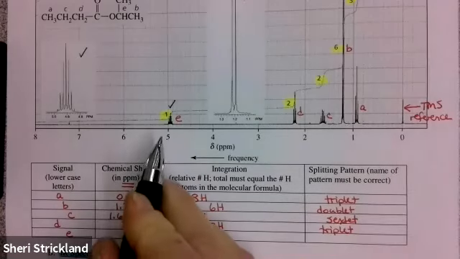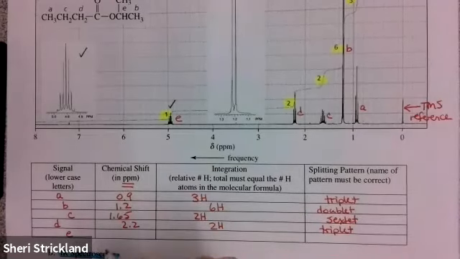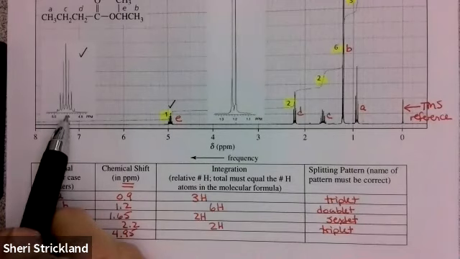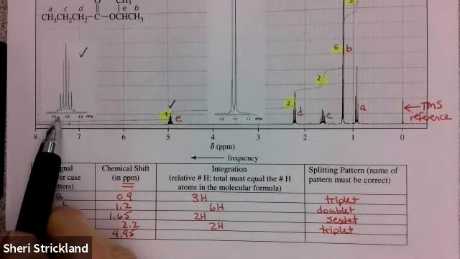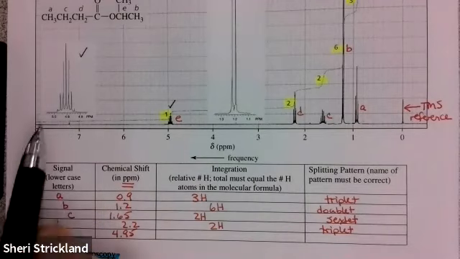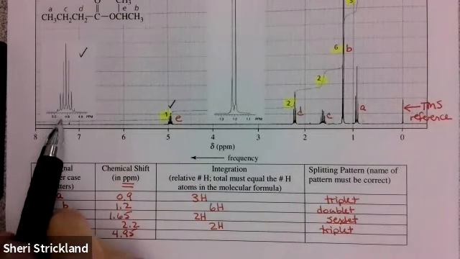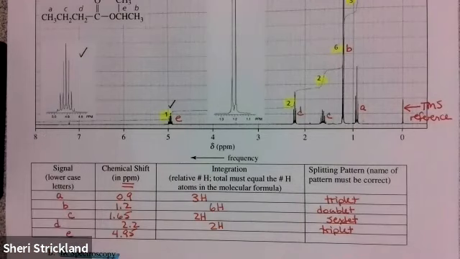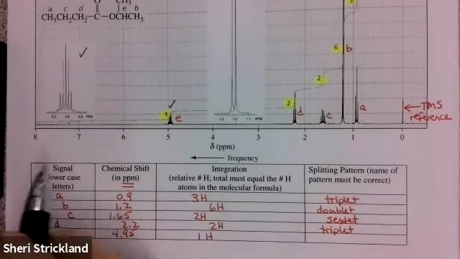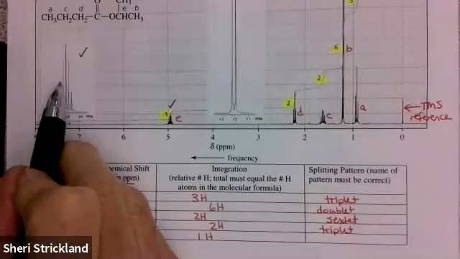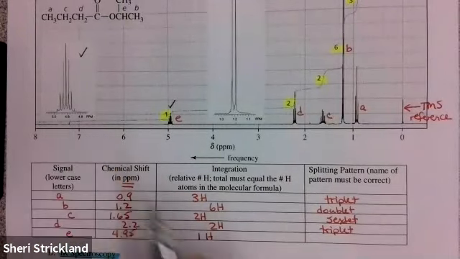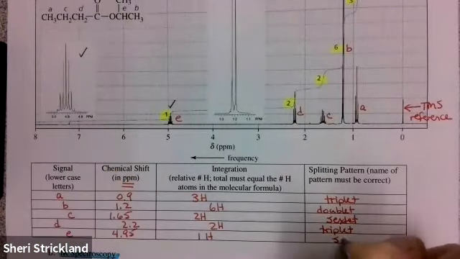And finally, for signal E, the chemical shift is 4.95. I got that from looking right here at the center of the pattern. I decided it was a little to the left of 4.9. You might think 4.92 or 4.93, and that would be fine also. We know it's 1 hydrogen, and from the enlargement here, I can see 1, 2, 3, 4, 5, 6, 7 peaks. That's a septet.